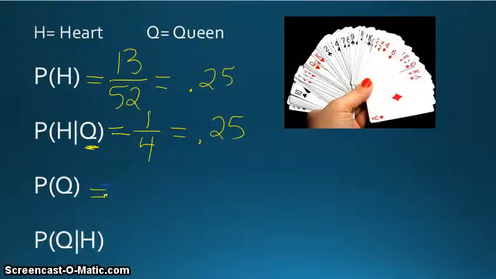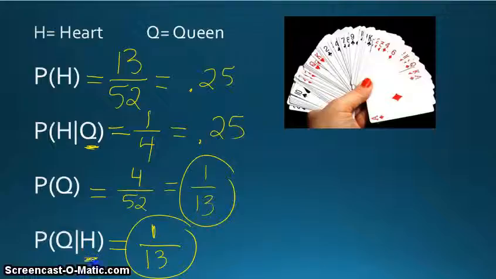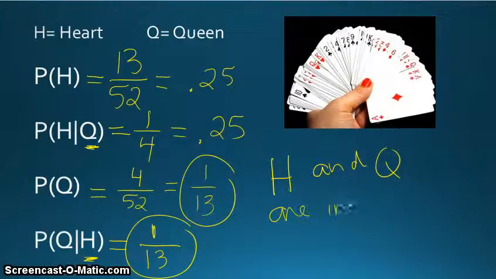Similarly, the probability of a queen was 4 out of 52, which is equal to 1 out of 13. The probability of having a queen if it's a heart: we've got 1 Queen of Hearts divided by the total number of hearts, 13. So we can see here that knowing whether or not we have a heart does not change the probability that the card will be a queen. So heart and queen are independent. It's a short video on independence.